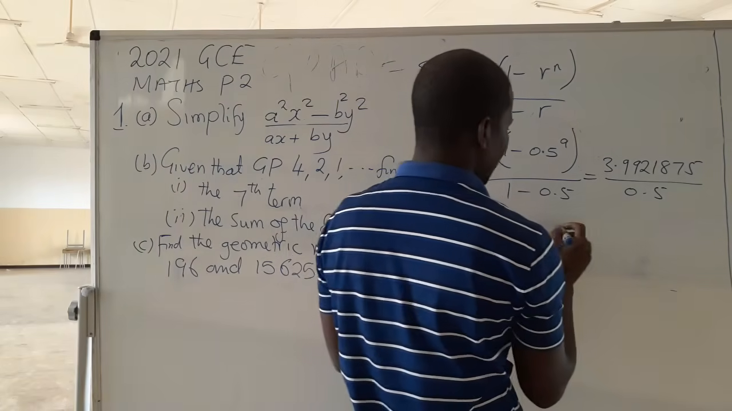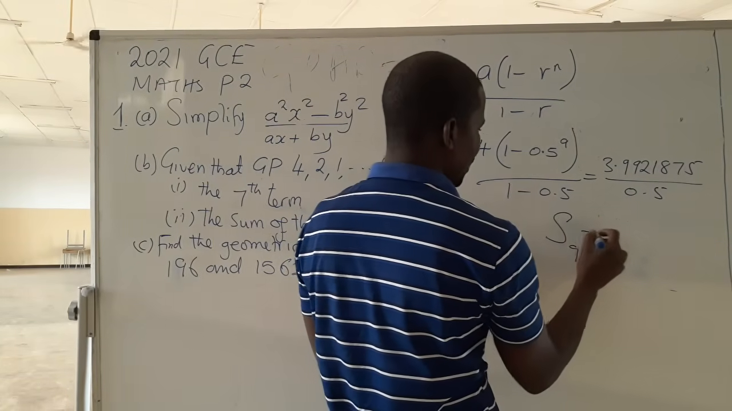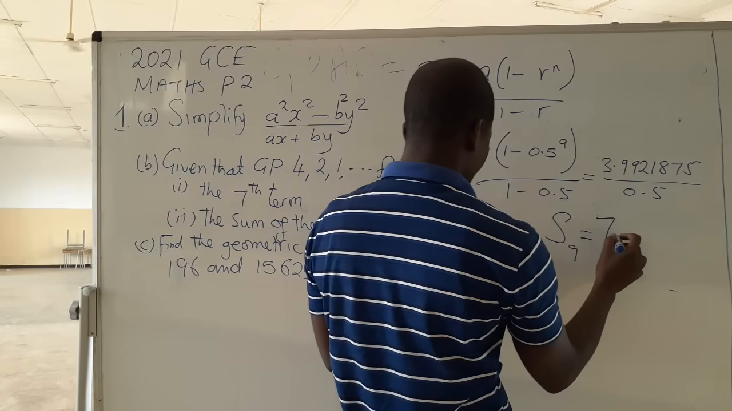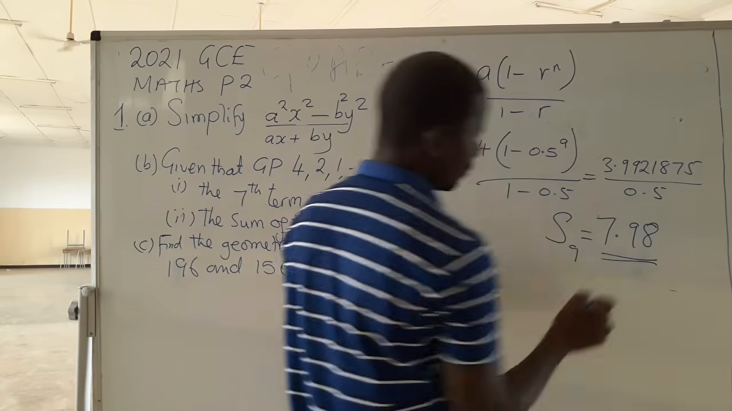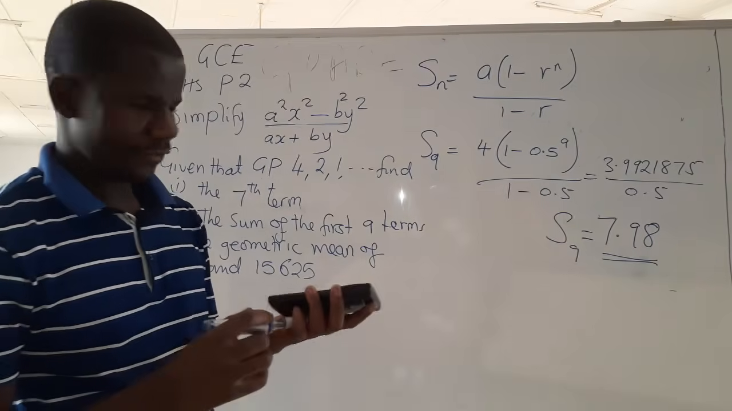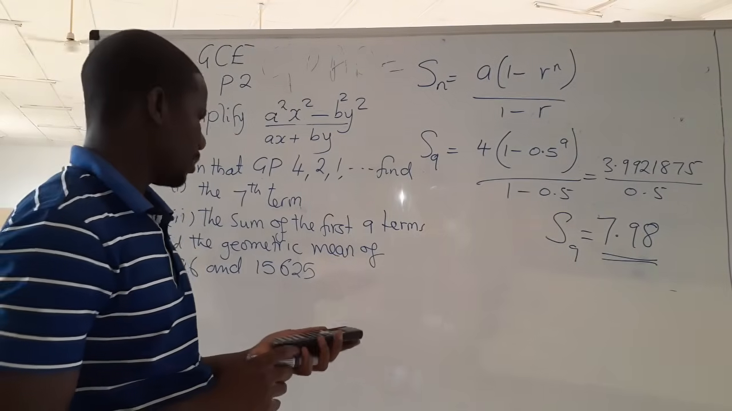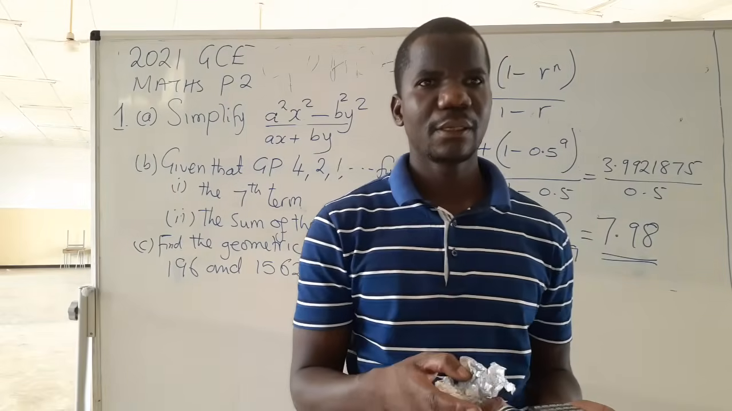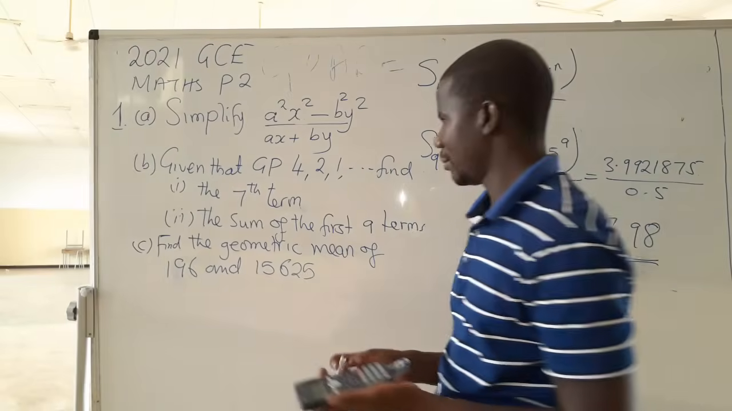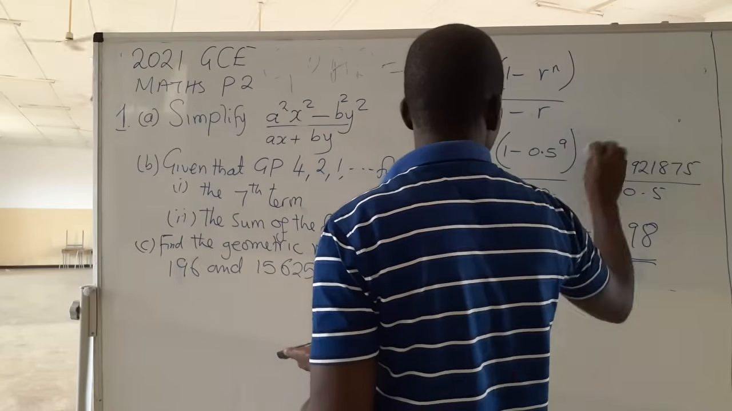So we are going to get that the sum of the first 9 terms is equal to 7.98. You round off to 3 significant figures. That is what will be your answer. Are you following? Yes. Okay.